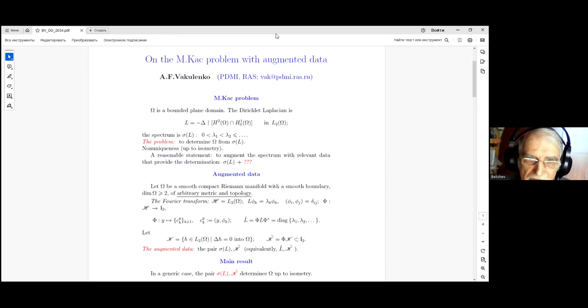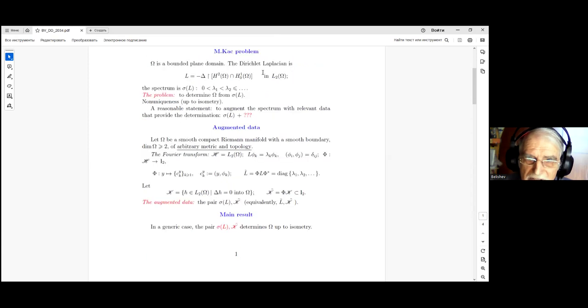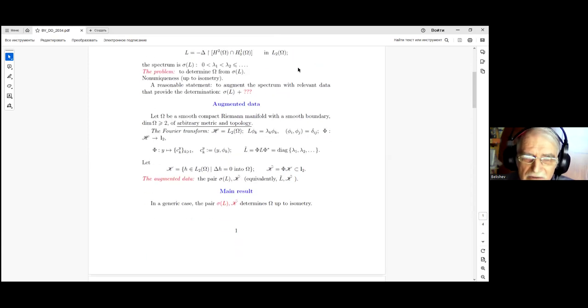In principle, the problem does not have a unique solution. In such a situation, a reasonable additional question is to augment the spectrum with some additional data to make the problem uniquely solvable. And the question is, what kind of data can be augmented? Now I begin to describe what this augmented data is.